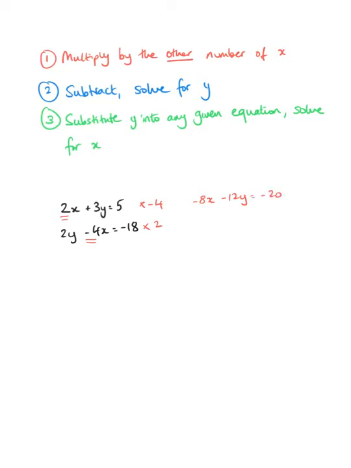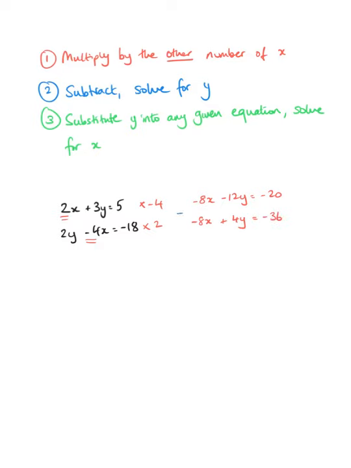And I'm going to rearrange this. I'm going to put the x's first just to make it easier for me. So when I do minus 4 times 2, I get minus 8x. When I do 2 times 2y, I get plus 4y. And 2 times minus 18 is minus 36.